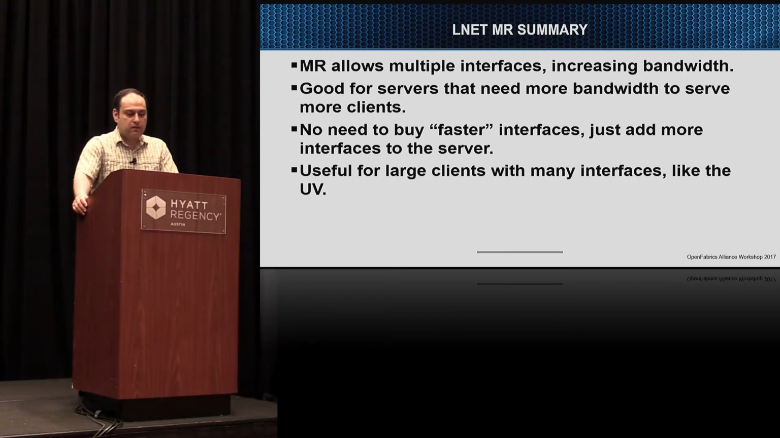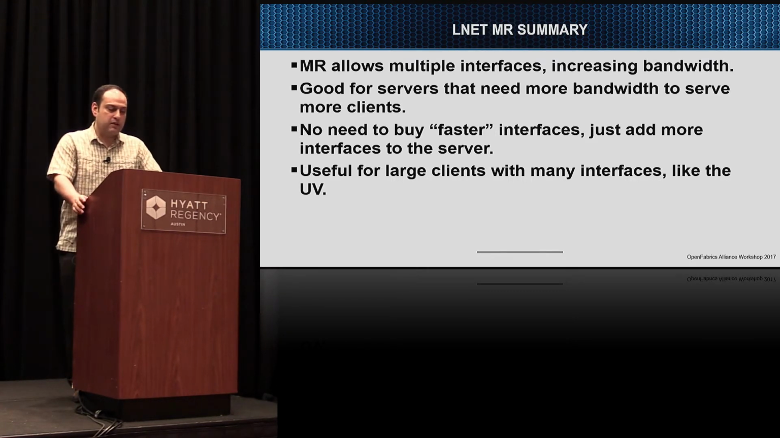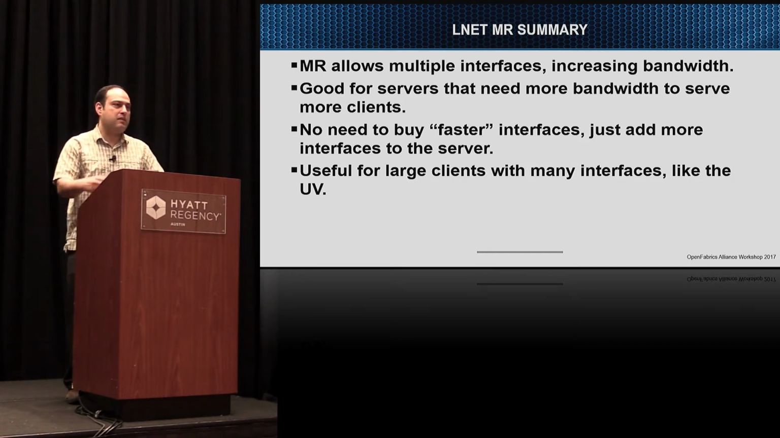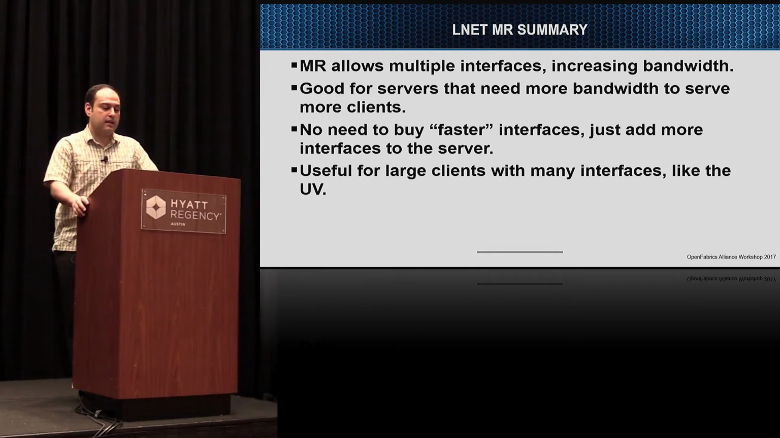So in summary, MultiRail increases the bandwidth quite a bit, and it's good for servers because you don't have to buy new or faster interfaces. If you're able to expand it and add more interfaces to the server, then it will automatically scale the bandwidth. And it's useful for large clients like the UV, as I mentioned before.